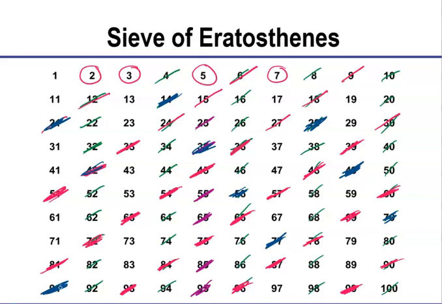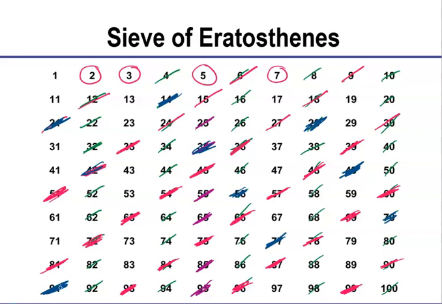Now, do we have to go any further? So that's the question, right? Remember, we're going to 100 right now. So the square root of 100 is 10. So I don't have to check any prime numbers larger than 10, and 7 is it. That's as big as it gets. The next prime number is 11.